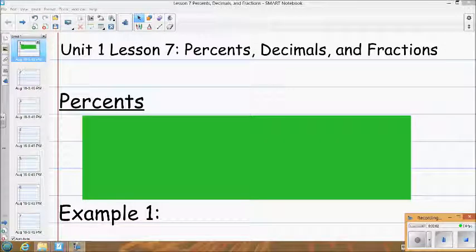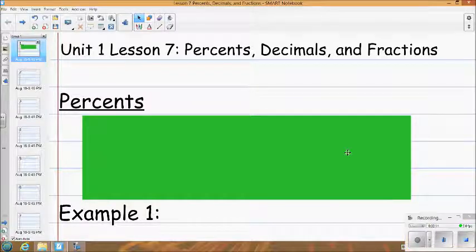Lesson 7 is focusing on percents, decimals, and fractions and converting from one to the other. So the first thing is percents. We haven't talked about percents, so let's look at that first.